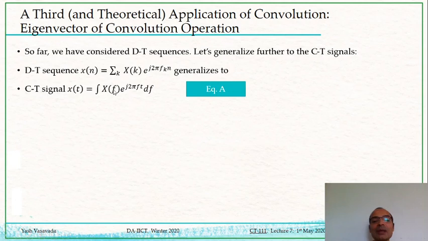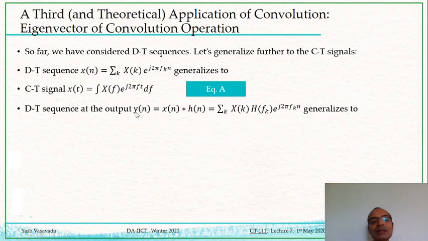Capital X of k became capital X of f. E to the power j 2 pi f k n became just e to the power j 2 pi f t. F of k became this variable f. N became t. And because this was f of k, and now we have made it continuous in frequency, therefore we have this d of f term. Basically this summation became this integral. And this you have seen in your high school calculus, that the integration is just the limit form of summation. So that is all we have done here. Let us give it some name, equation A, because we will be referring to this equation later on.